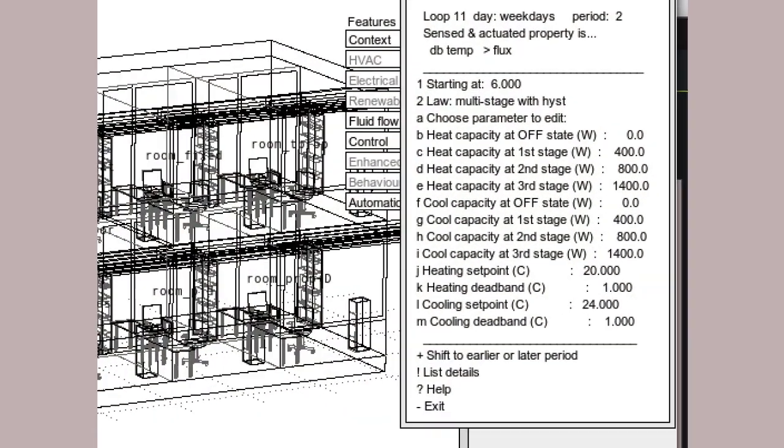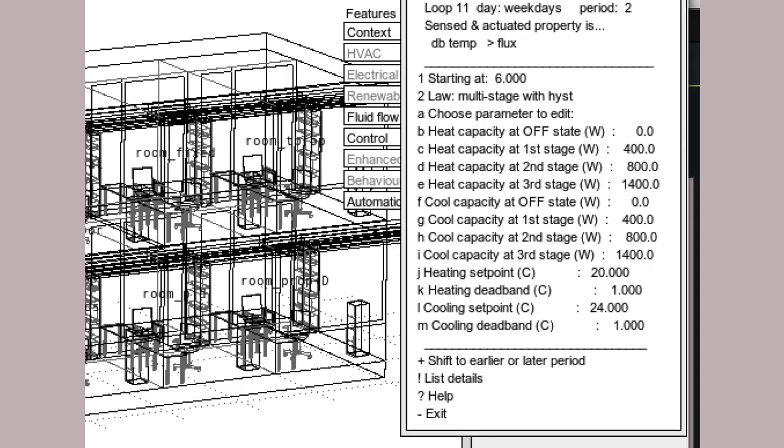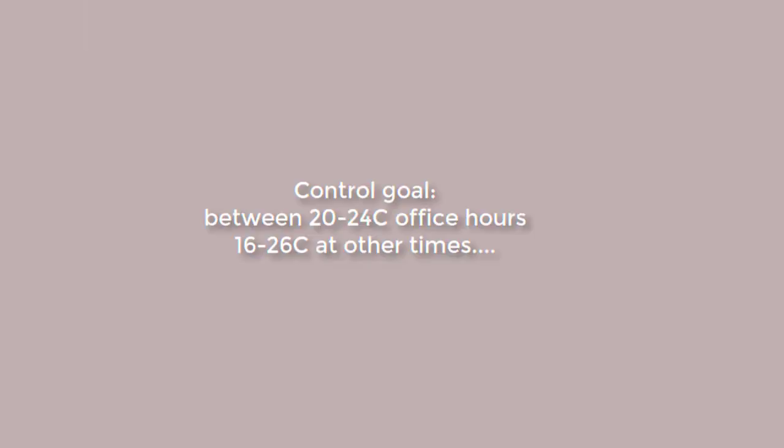Many devices offer staged deployment of heating and cooling. Would such a pattern result in better control or comfort in a room? Again, ESP-r offers a low attribute controller for such explorations. So, in our model, we want to maintain between 20 and 24 degrees during office hours and between 16 and 26 degrees at other times to explore the impact of different simulation time steps.